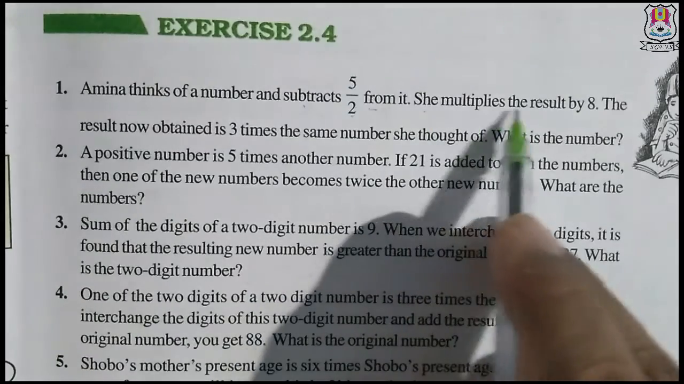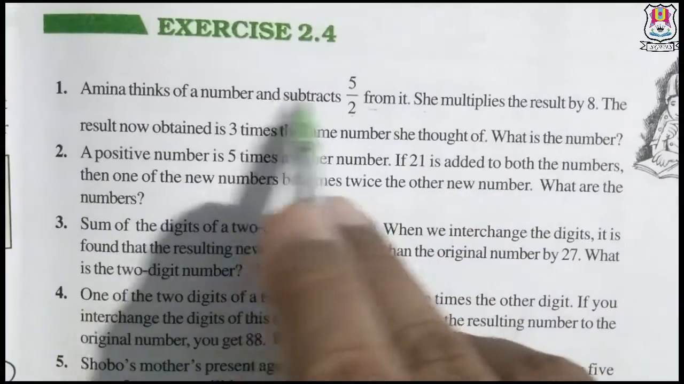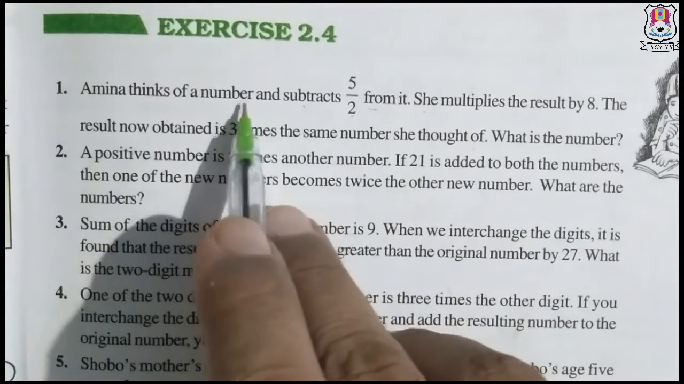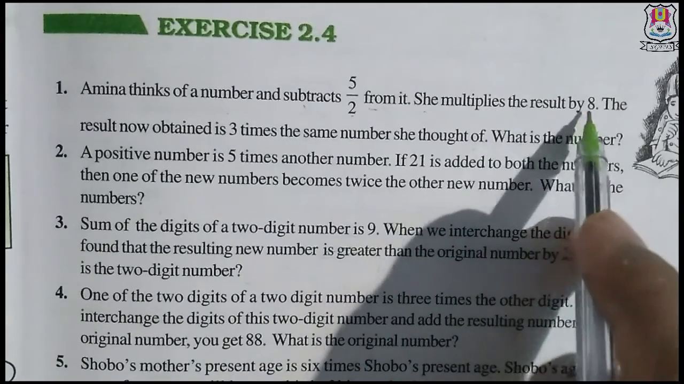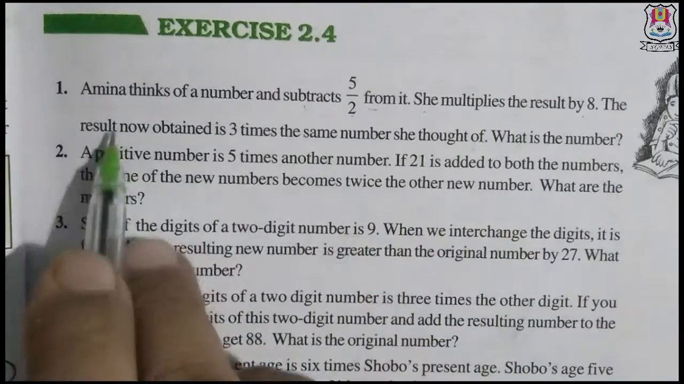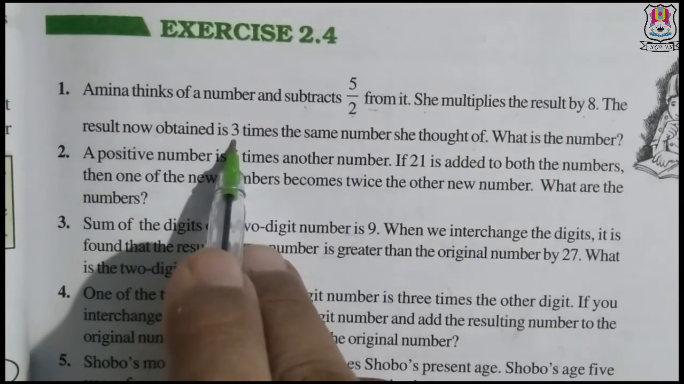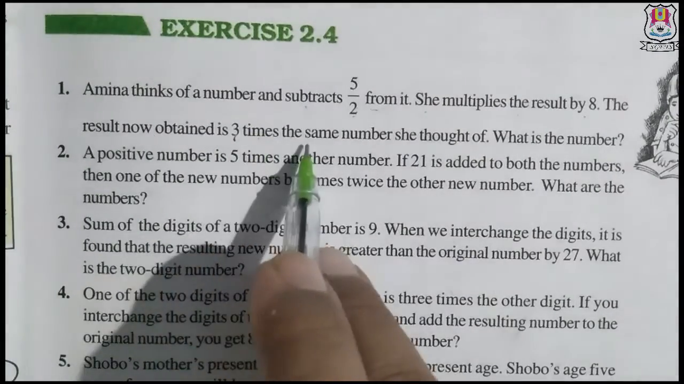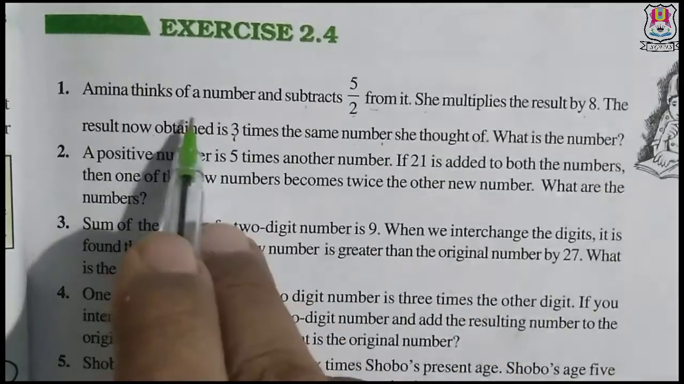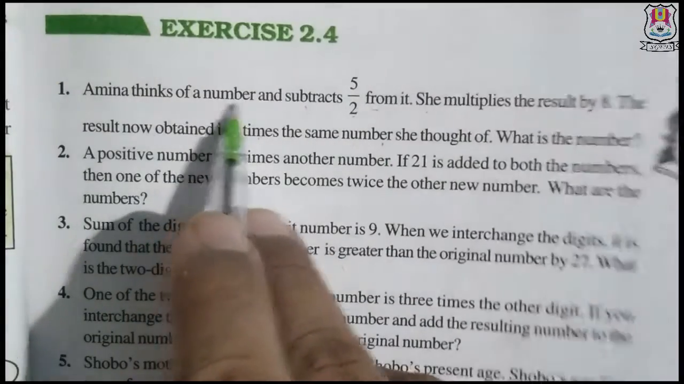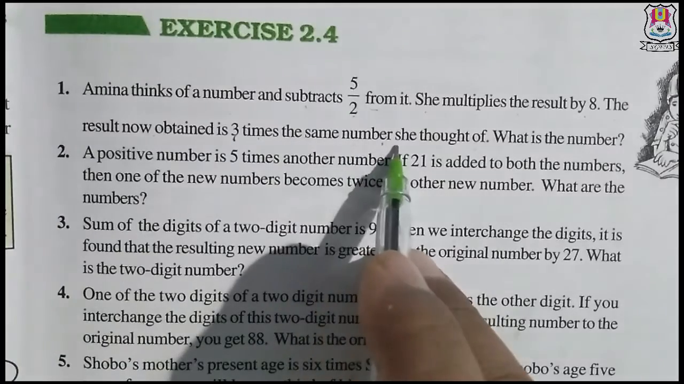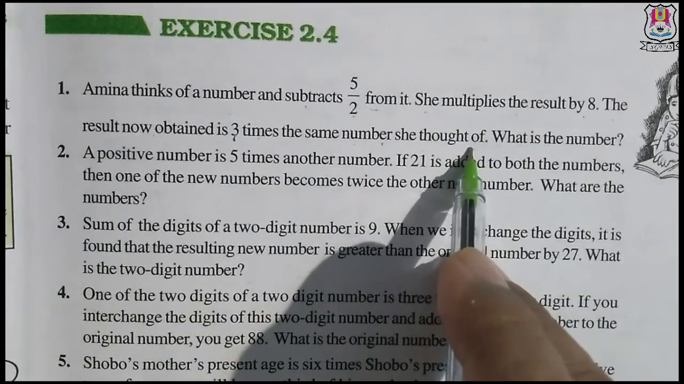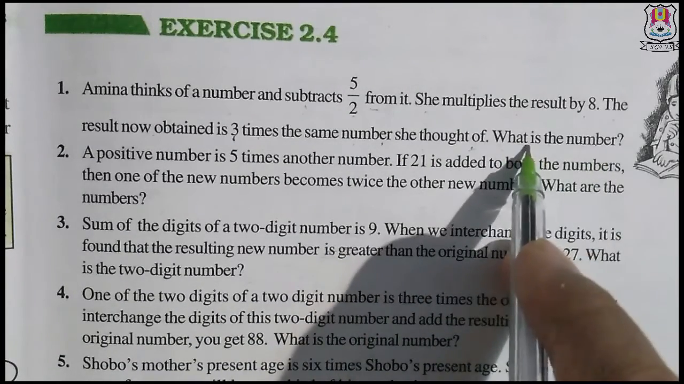And then she multiplies the result. Whatever is obtained after subtracting from the unknown number is multiplied by 8. The result now obtained is 3 times the same number. Whatever number she is assuming, the result obtained now is 3 times the same number she thought of. So what is the number? Let's find out.